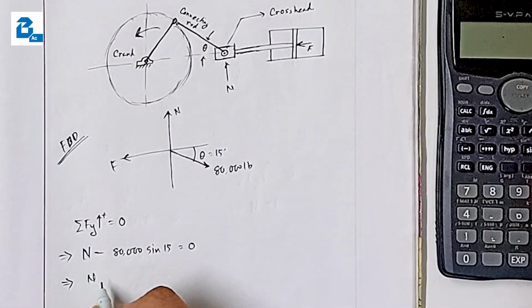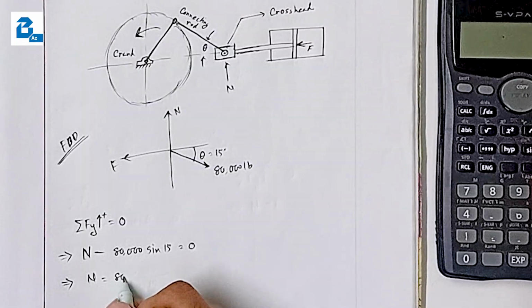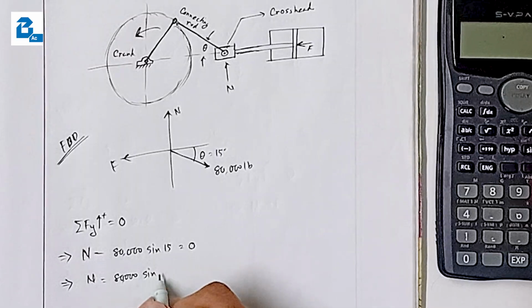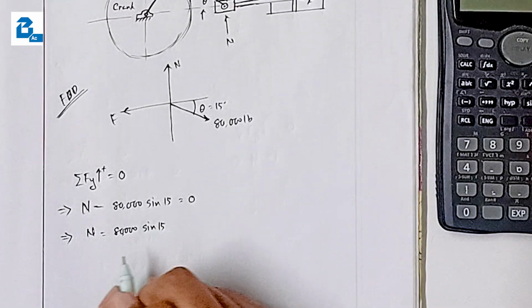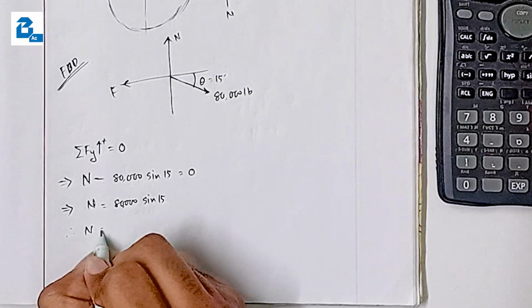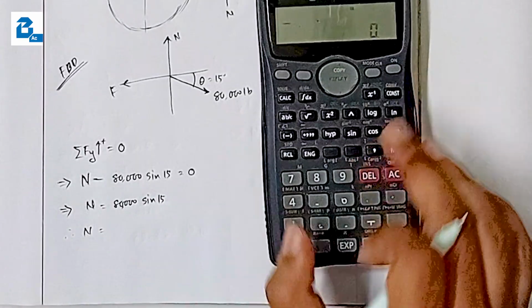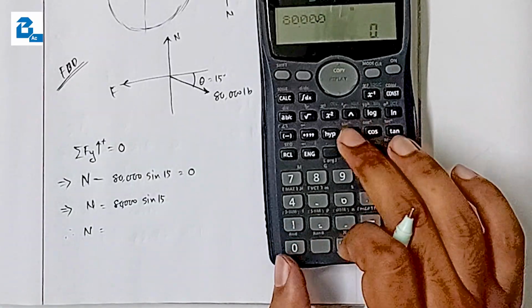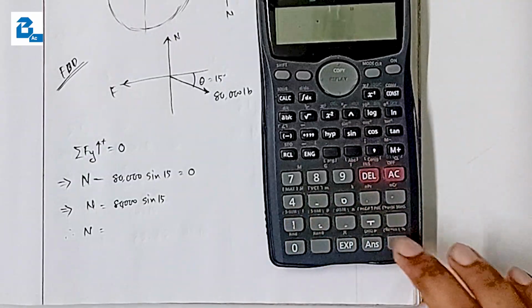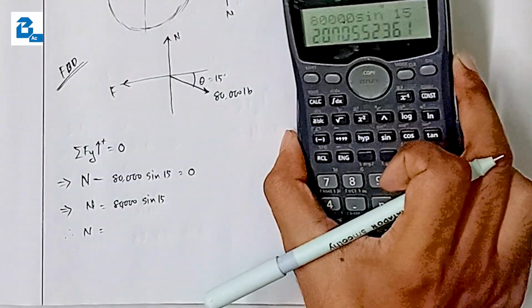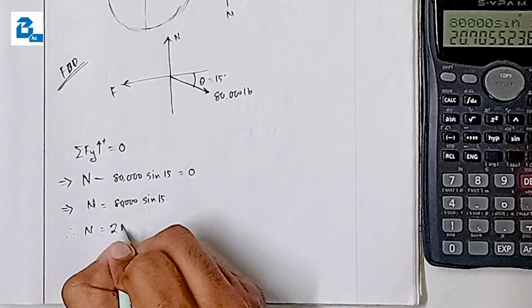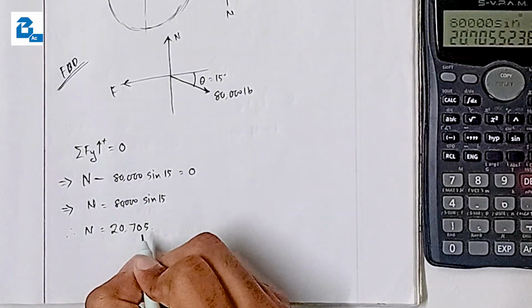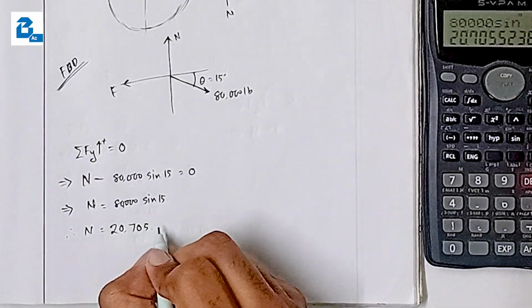Therefore N equals 80,000 sine 15. Therefore N equals 80,000 sine 15. That would be 20,705.52 pound.